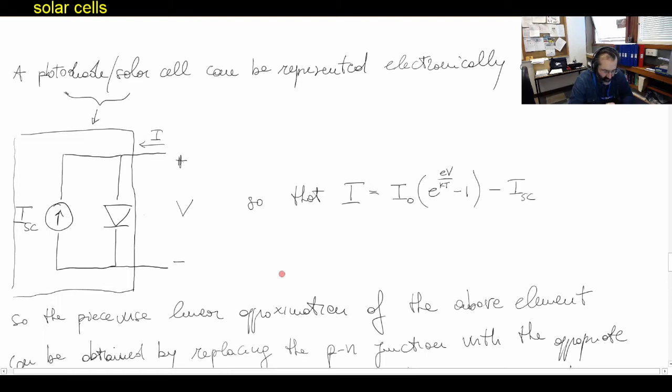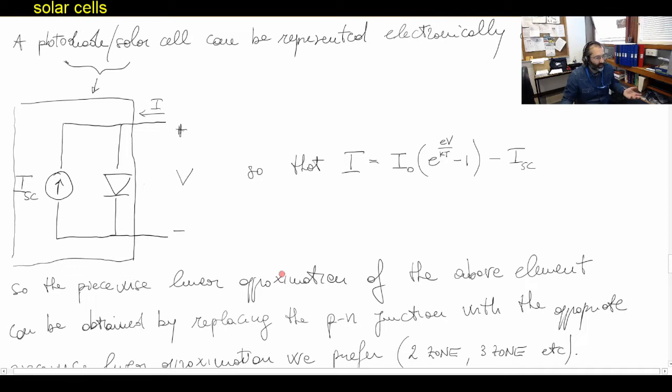So now the question is, which is the piecewise linear approximation circuit we could use for the solar cell? What we need to do is simply replace the ideal PN junction we have here with one of the piecewise linear approximations we've seen up until now. We've seen different ones at different levels of complexity, so it's up to us to decide which one.